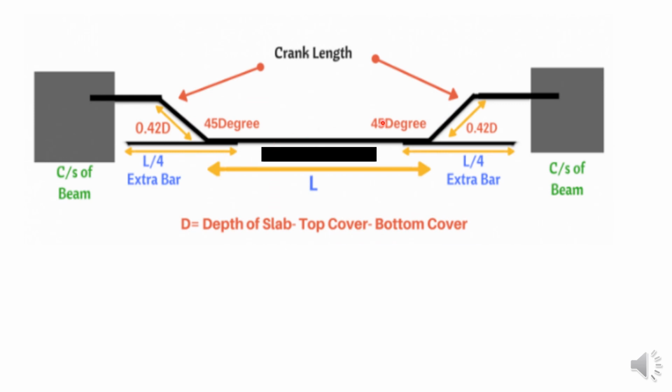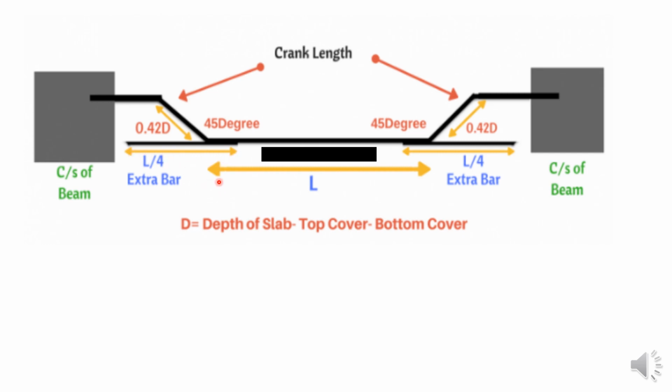Crank length. This is known as the crank length. This is 0.42 D, that is 42 dia of the bar. This bend is 45 degrees. Here you can see there is a 45 degree bend. This is 42 dia of the bar.